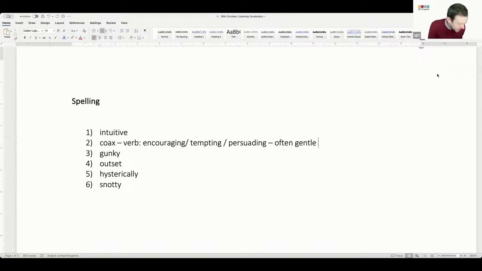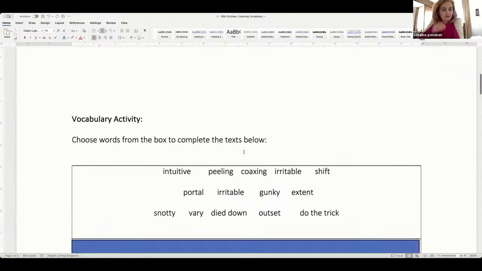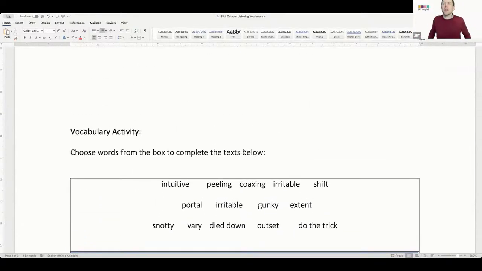Catalina, have you got another word that you'd like me to explain? Oh, gunky and snotty. Okay, so gunky and snotty are very similar in terms of how they look and what their consistency is. So gunk and snot basically look like this, don't they?